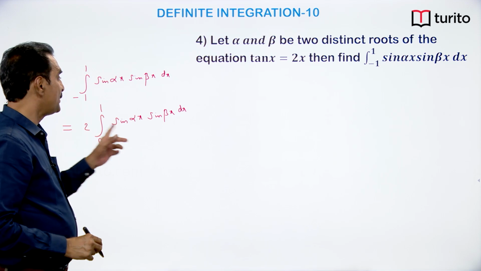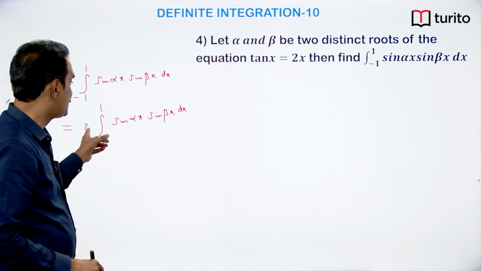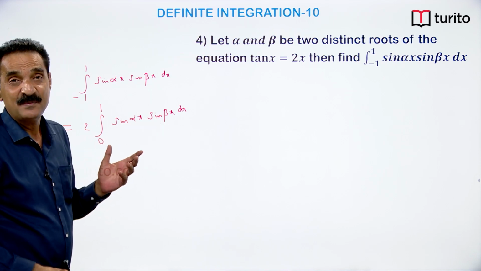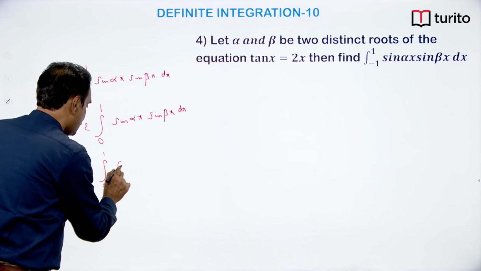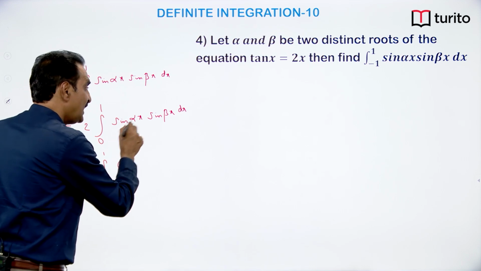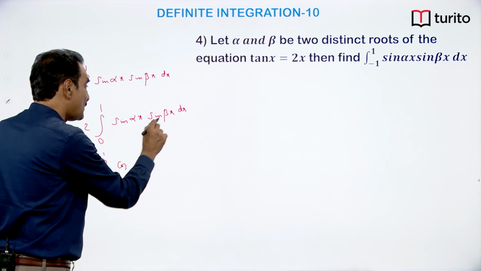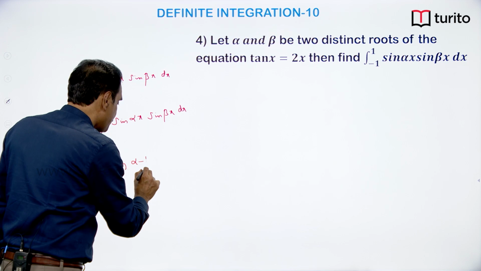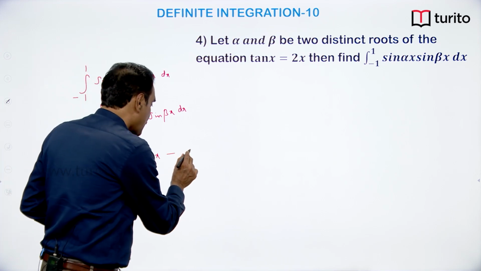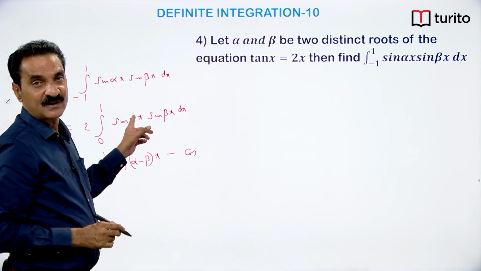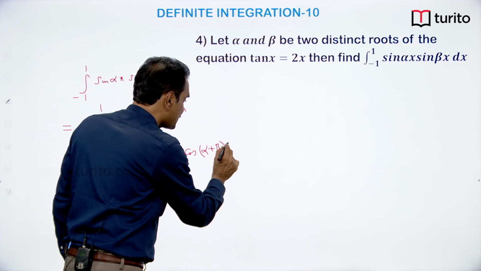Okay. Then how to integrate this? Multiplying by 2, then applying transformations. What is 2 sin A sin B? Cos A minus B minus cos A plus B. So, integral 0 to 1 of cos A minus B minus cos A plus B. A minus B is what? Alpha x minus beta x, that is alpha minus beta into x, minus cos A plus B, meaning alpha x plus beta x, that is alpha plus beta into x.